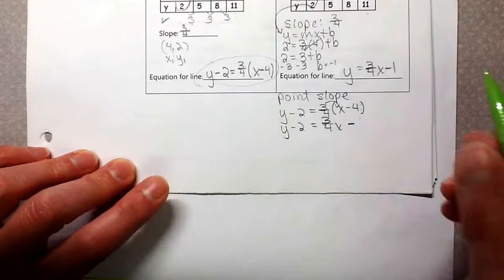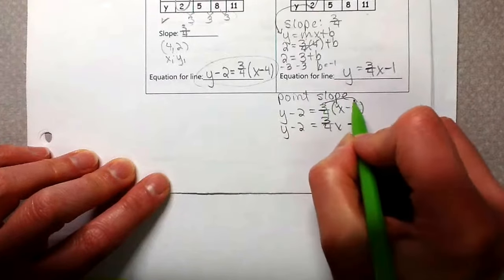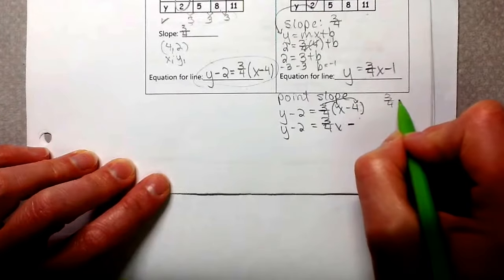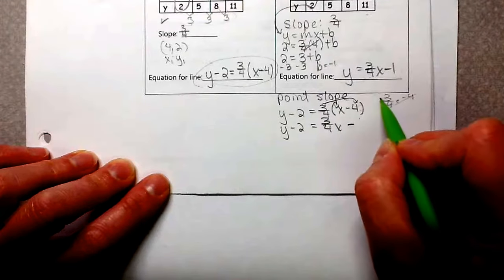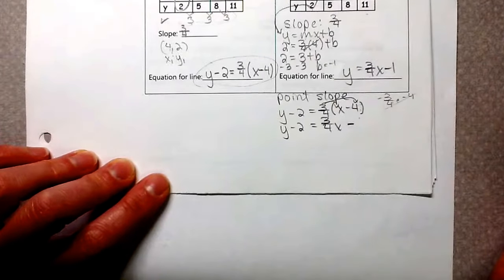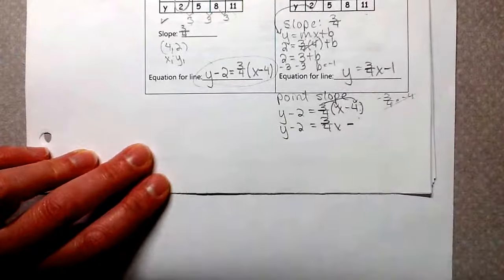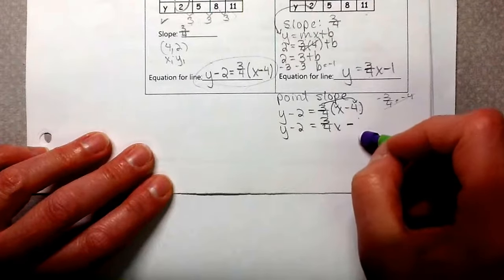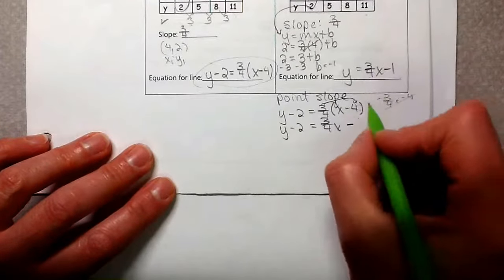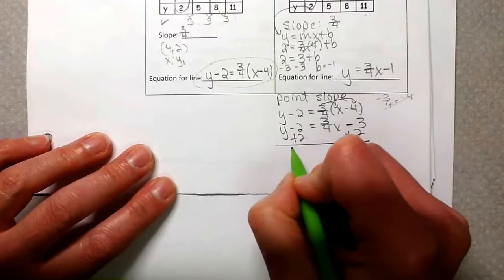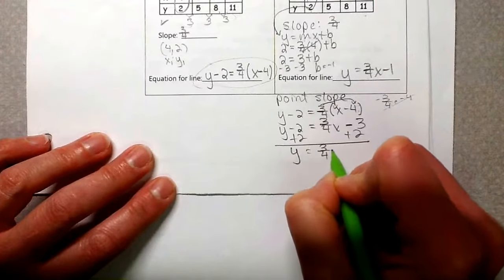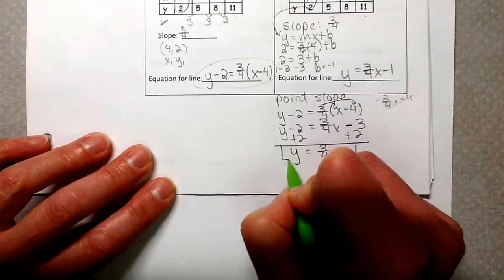I think I said minus 1. It's actually, when we distribute here, 3 over 4 times negative 4. Those are going to cancel out, and we're going to have actually a negative 3. Multiplying and dividing reduces to 1. So that's going to give us a negative 3, or minus 3. And then we're going to add 2 to both sides. So we have y equals 3 over 4 x minus 1.